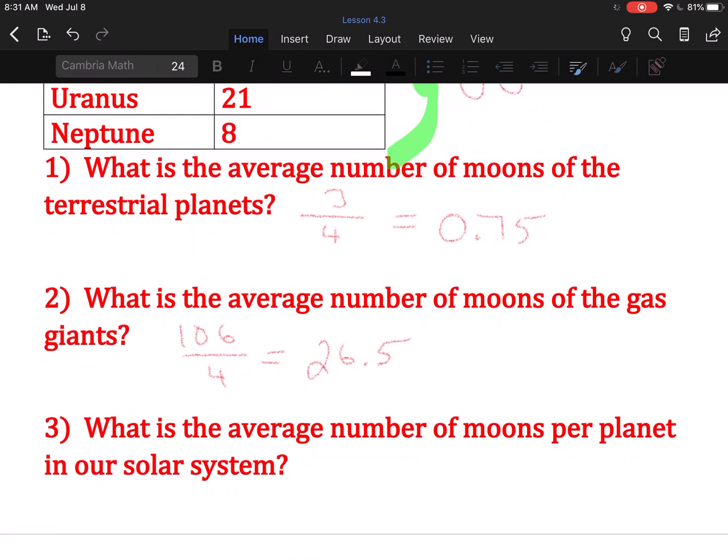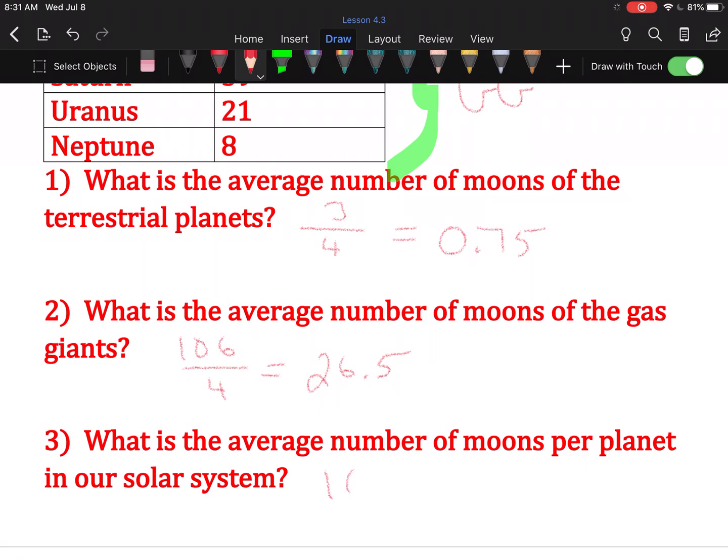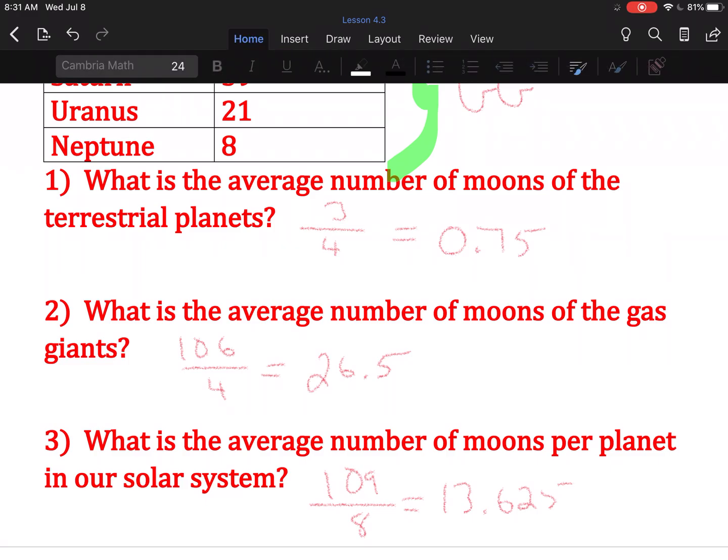What is the average number of moons per planet in the solar system? Well, hey, this is actually easy. There are 109 moons, sorry. There are 8 planets. That's 109 divided by 8, that is 13.625 moons per planet. I got the 109 by adding 106 and 3, the 8 by adding 4 and 4, if you're interested in how I did that quickly.